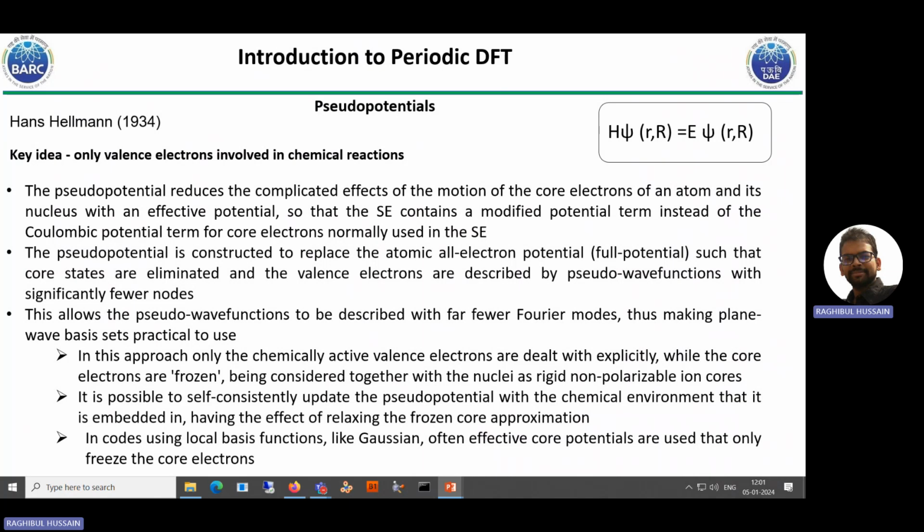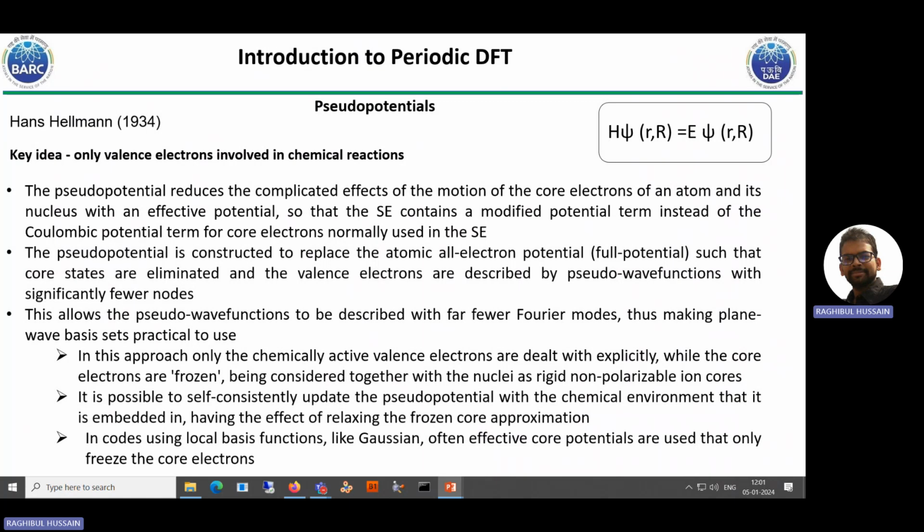Okay, so again, welcome back. So far we have covered the basics of solid state, and how to construct the shape of solid state in the plane. Okay, so now we'll come to the pseudo potential.